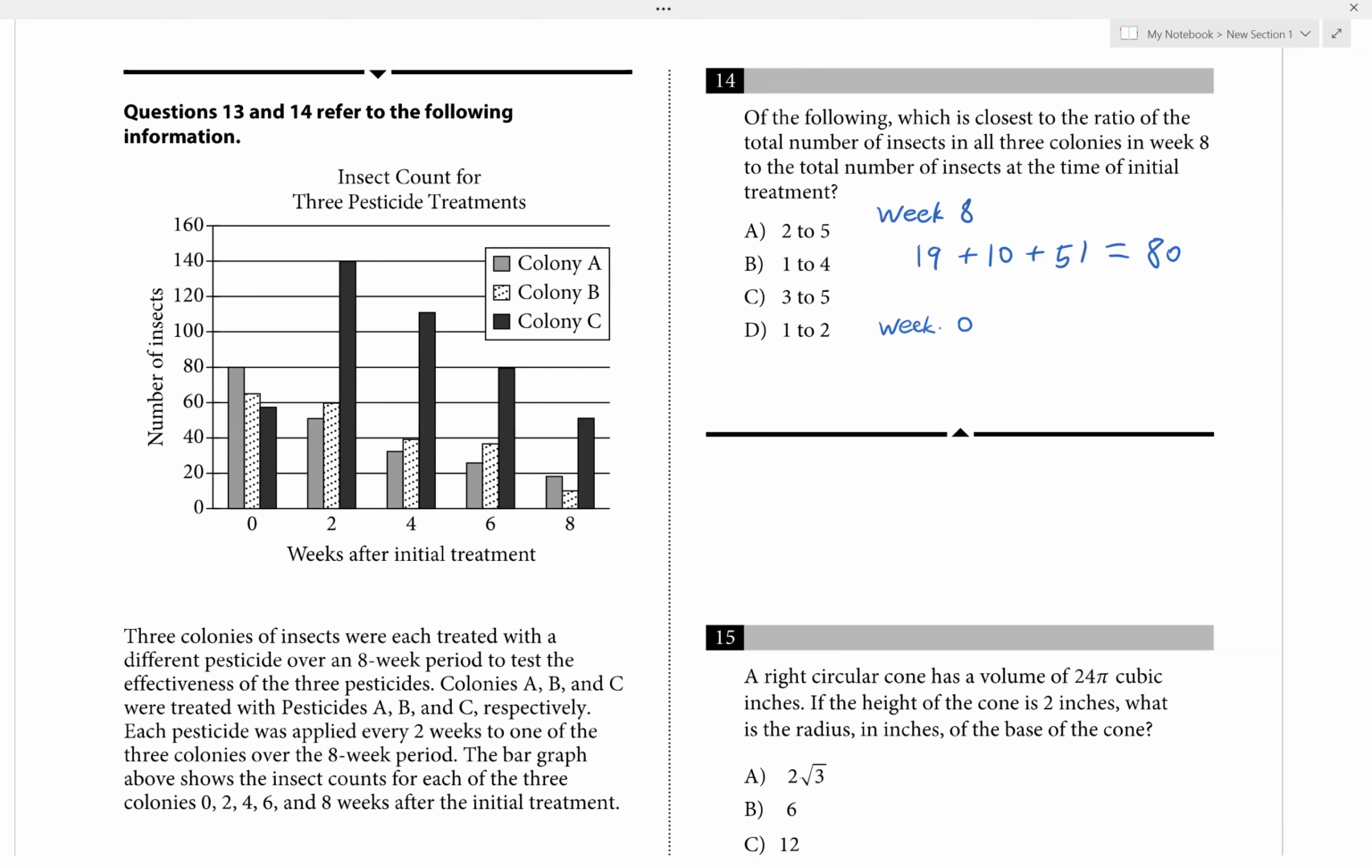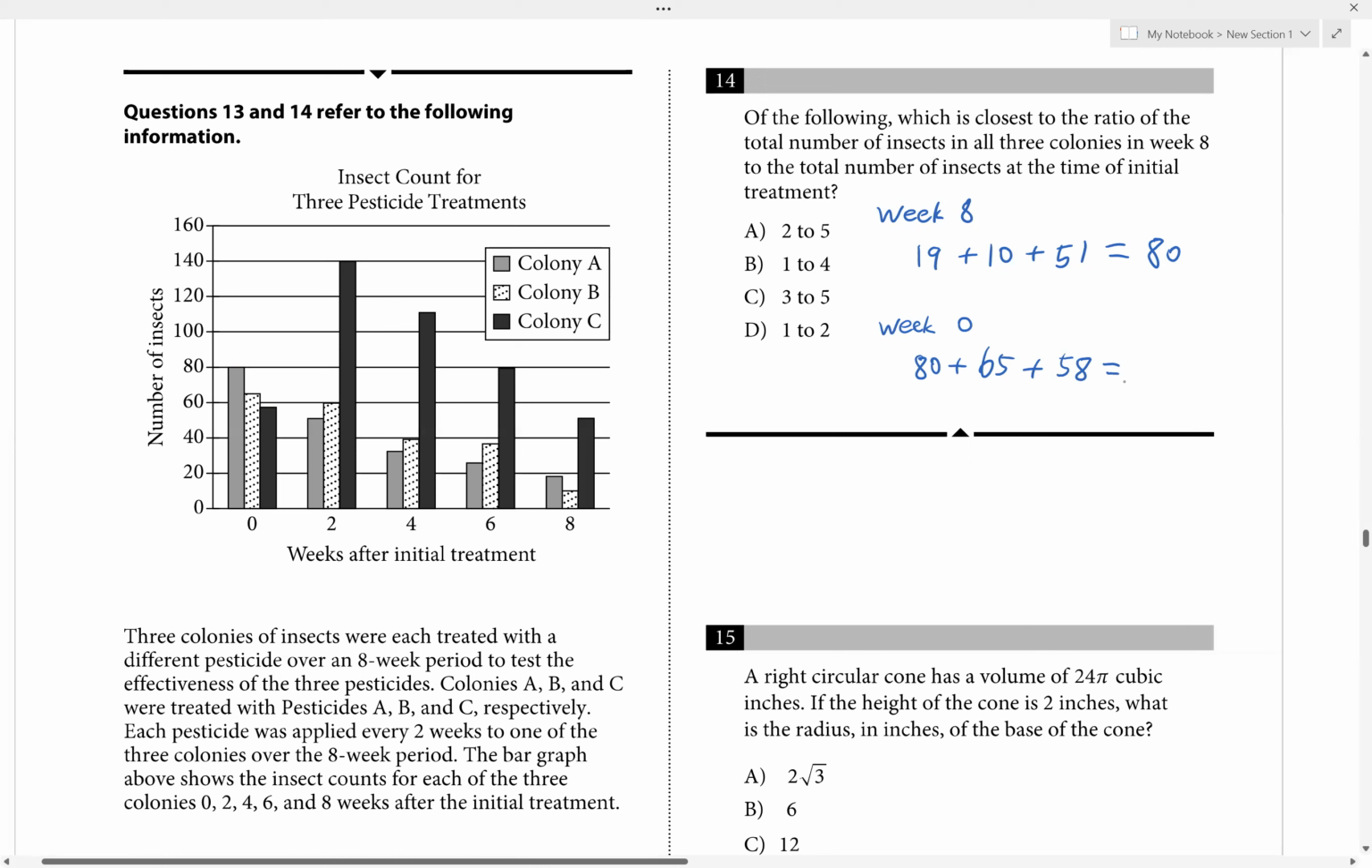So what we have to do is add up the total. Colony A at week 0 is 80. Colony B is a little bit more than 60, right? So I'll say maybe 65-ish. And then this is a little bit less than 60. I'll say maybe 58. Okay, so we can just go ahead and add them up. 80 plus 65 plus 58, 203.